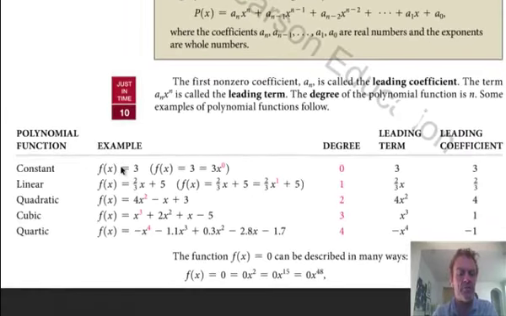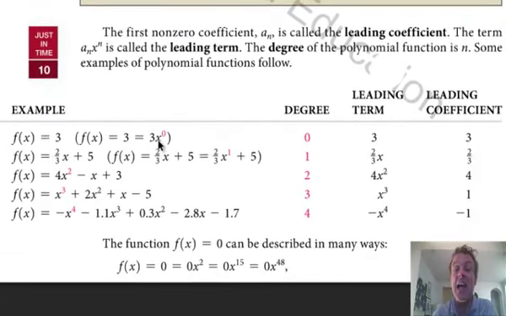So the constant, 3. We can think of this as 3x to the power 0, because anything to the power 0 is 1. It's still 3. Well, that means it's degree 0. That's the highest exponent, 0. The leading term is just 3. The leading coefficient is just 3. Let's have a look at some bit more complicated ones.